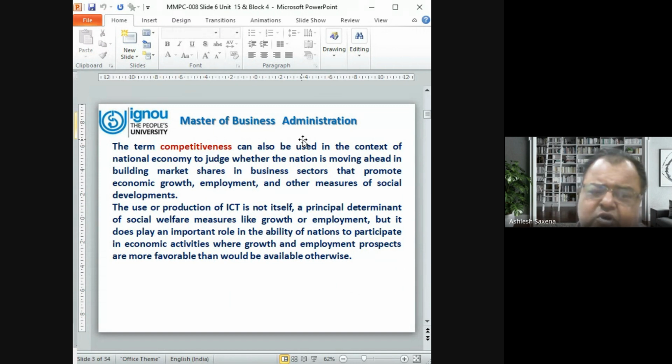The use and production of ICT is not itself a principal determinant of social welfare measures like growth or employment, but it does play an important role in the ability of nations to participate in economic activities where growth and employment prospects are more favorable than would be available otherwise.